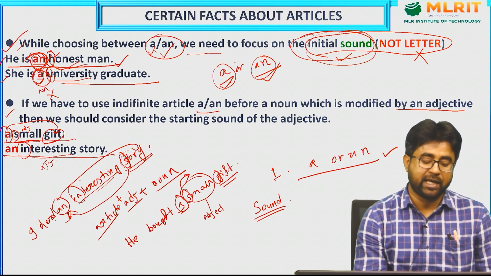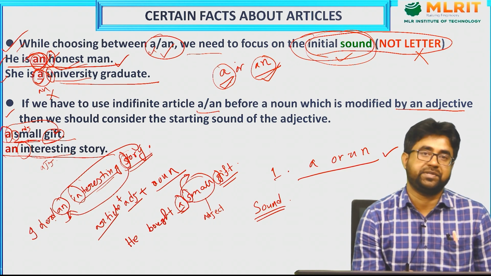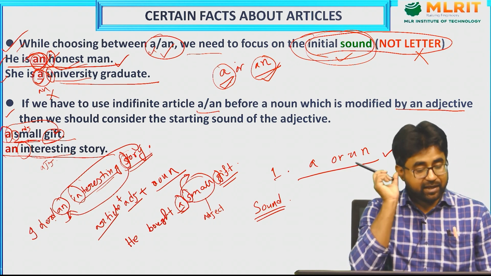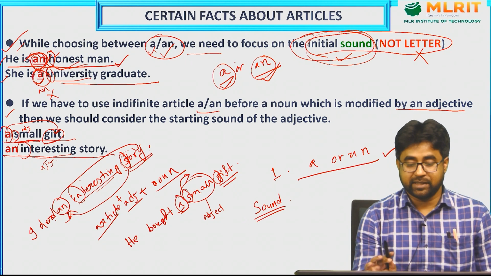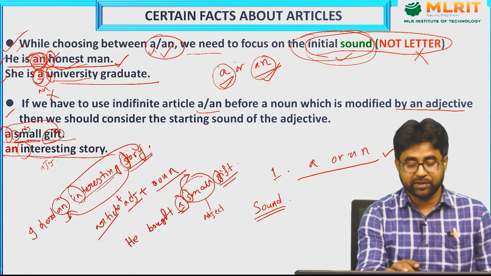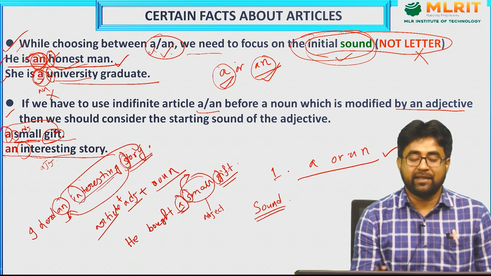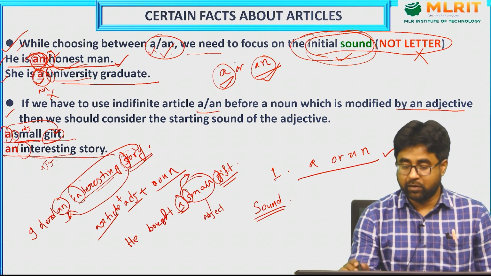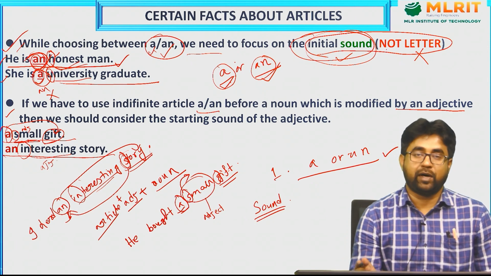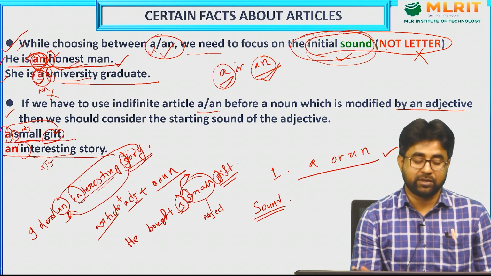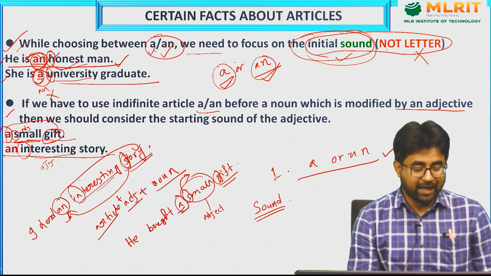So you have to say, I heard an interesting story. So I hope it is clear. The first thing, two things here that you need to keep in mind. First one is choosing a or an. That depends on the sound, not the letter. If it is a vowel sound, you have to use an. If it is a consonant sound, you have to use a.